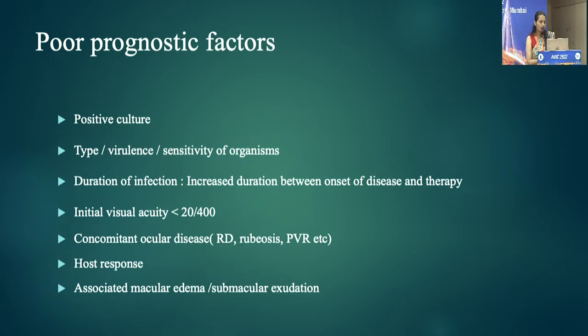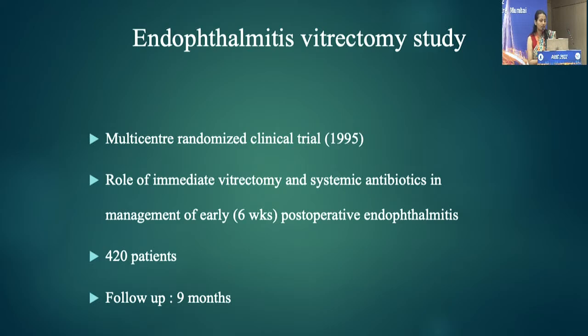What are the poor prognostic factors? A positive culture, a highly virulent organism, the sensitivity of the organisms, and the duration of infection. Increased duration between the onset of the disease and the therapy is a poor prognostic factor. Initial visual acuity less than 20/400 is again a poor prognostic factor. Concomitant ocular diseases like RD, rubeosis, PVR, host response to the organism, and any associated macular edema or submacular exudation again carry a poor prognosis.